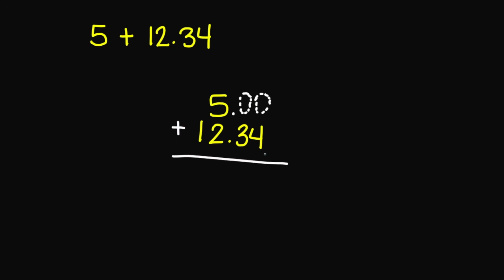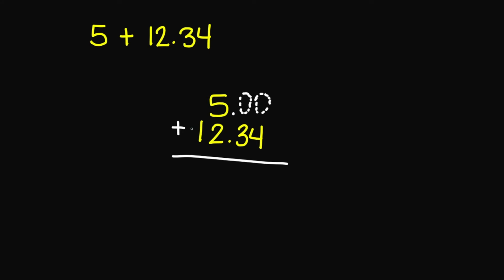Okay, let's try this example here. 5 plus 12.34. First, let's go ahead and set up the problem. So I have my 5, and then I have my 12 right under, but I have 12.34. All right, and I'm going to go ahead and add my decimal point and my missing zeros so I can fill in the gap.